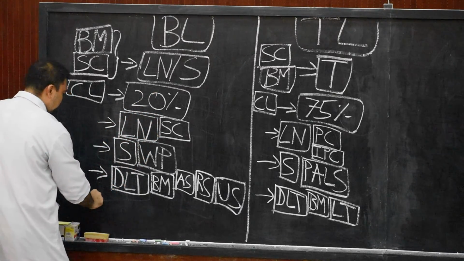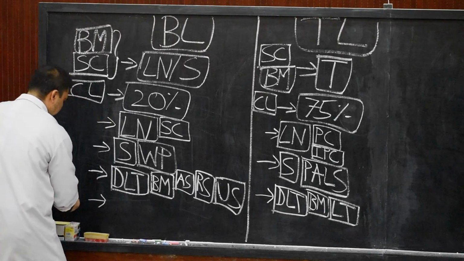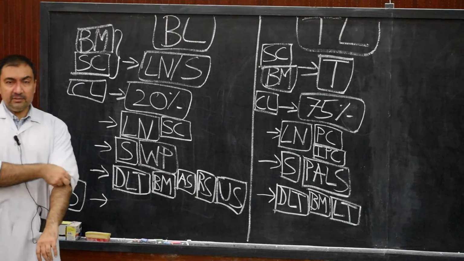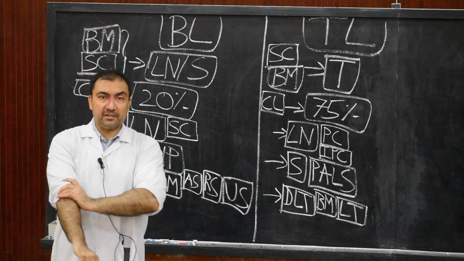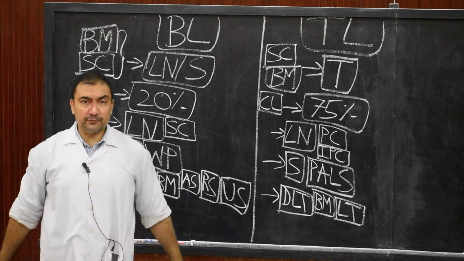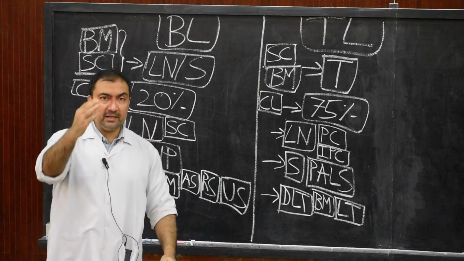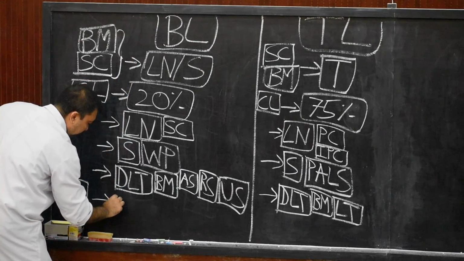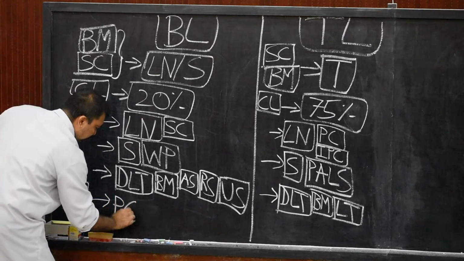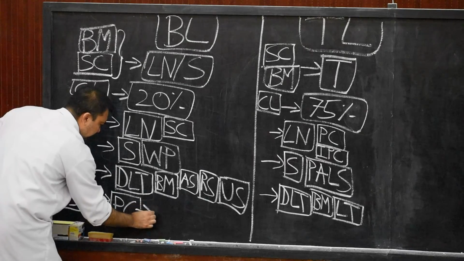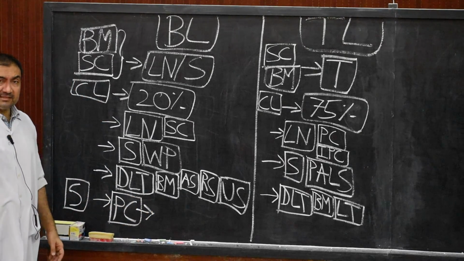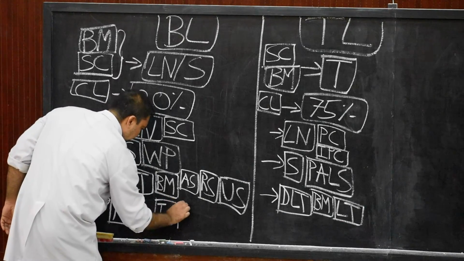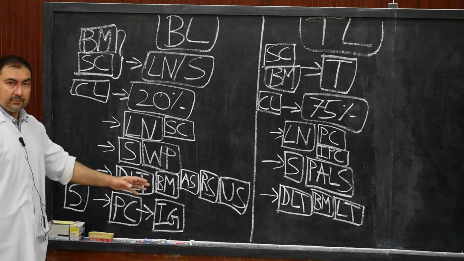That is, the B lymphocytes upon stimulation, here I am putting S for stimulation. How are they stimulated? By any attack of antigen. The antigens will stimulate and activate the B lymphocytes. When they are activated, they will differentiate into plasma cells. And these plasma cells will secrete antibodies in the form of immunoglobulins.